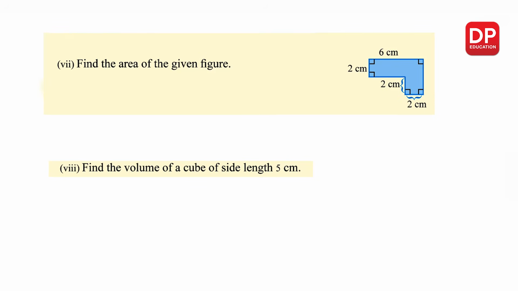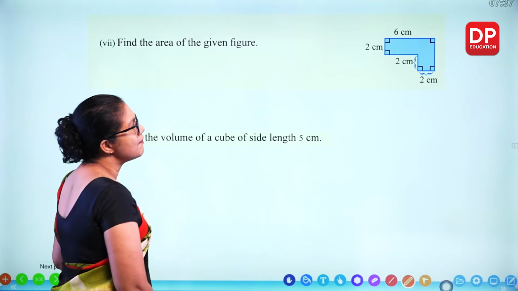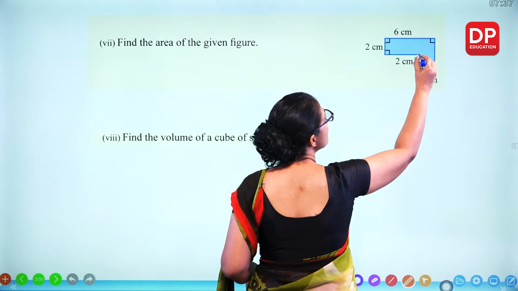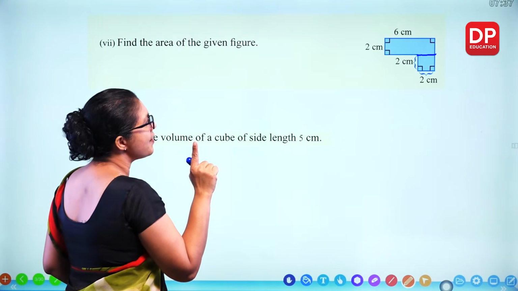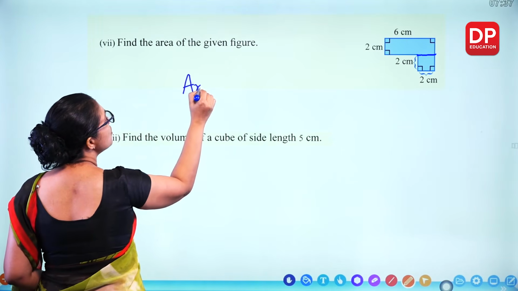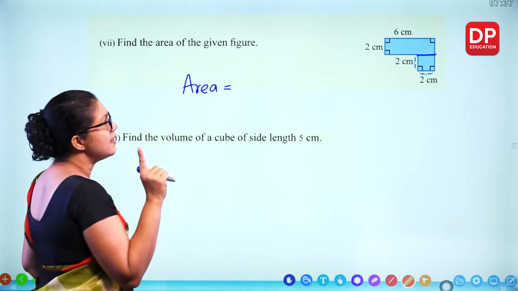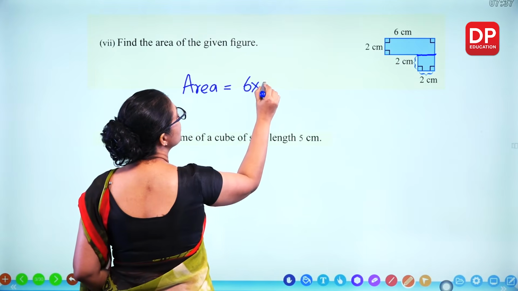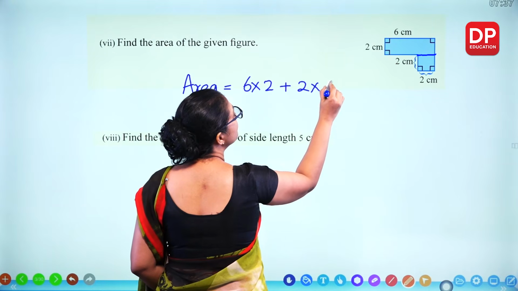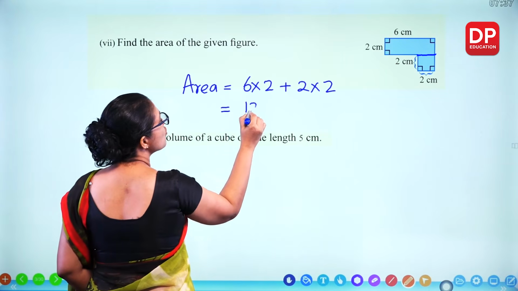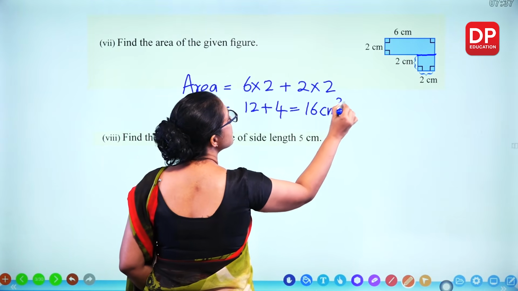Next one, find the area of the given figure. So how do you find out the area? We'll divide into two parts. When you draw this line here, you get a rectangle and a square. So you need the area. So area is equal to, what's the area of the rectangle? Length into breadth, 6 into 2. What's the area of the square? 2 into 2. 6 times 2, 12. 2 times 2, 4. 16. This is square centimeters.